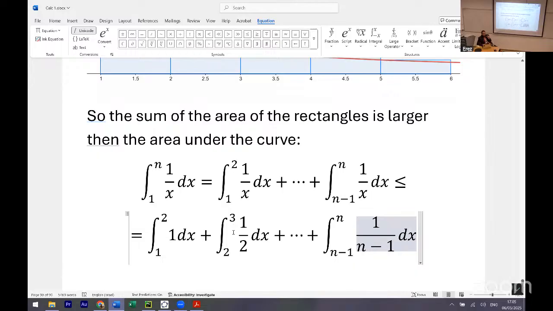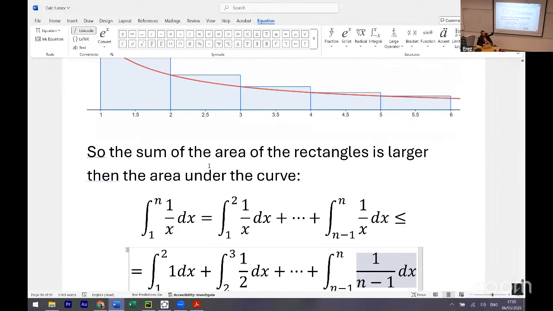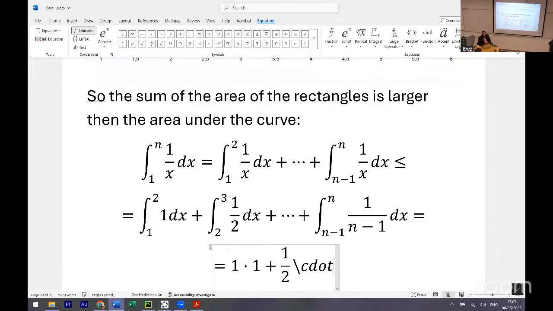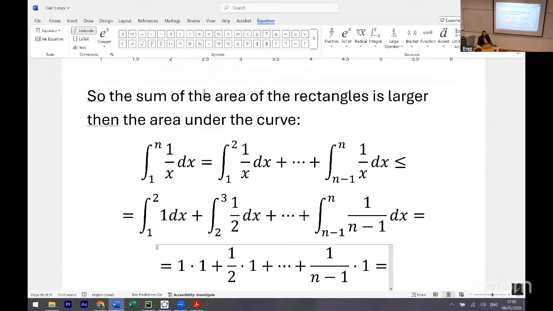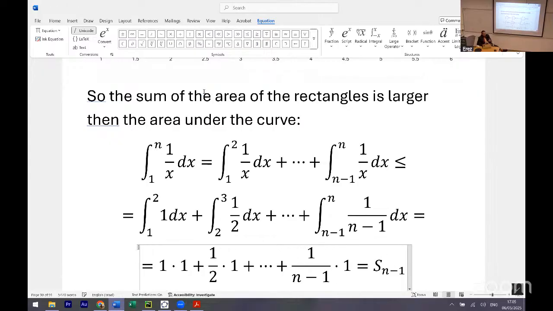Because the area under the curve of a constant function is just the area of the rectangle. So that equals 1 times 1 plus half times 1 plus 1/(n-1) times 1, which is exactly S(n-1). So we're almost done here.